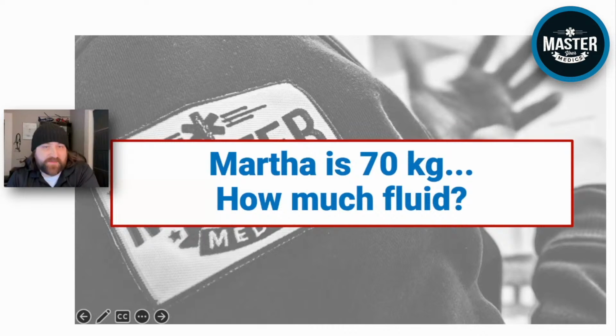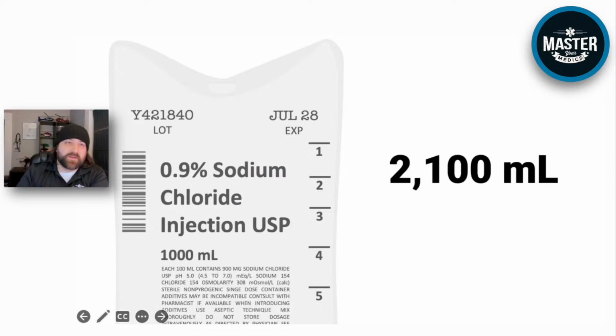So let's say Martha is 70 kilos. How much fluid should she get in the first 3 hours? So 70 kilos times 30 mLs per kilo is 2100 mLs, right? So a little over 2 liters.